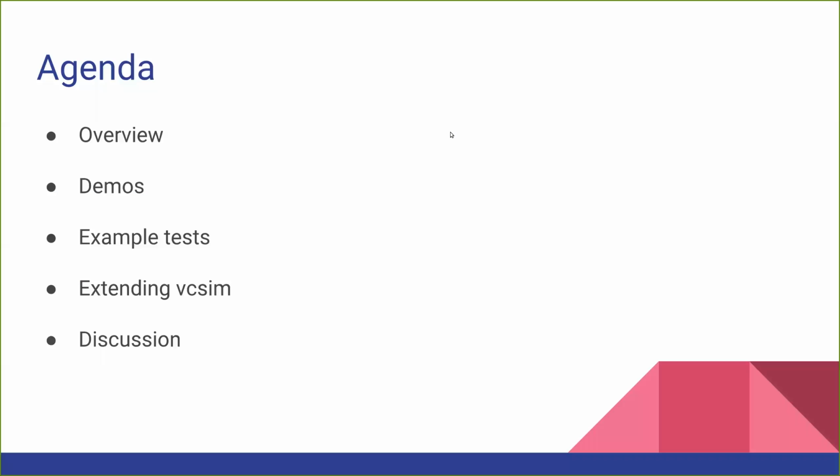I only have a handful of slides, but I want to do a little bit of an overview and kind of go straight into running some demos from the command line and then looking at example tests written in Go. And then depending on how much time we have left, we could look at actually extending vcsim to add new functionality. And then discussion, we don't have to wait till the end. Feel free to jump in at any time with questions or comments.